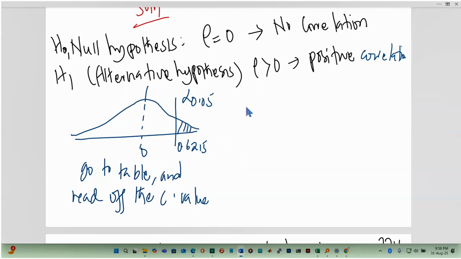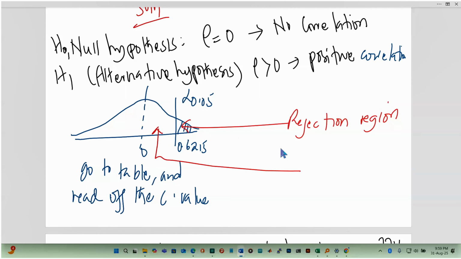But what is the calculated value? So let's name this. This is what is called the rejection region. If we find a value that is within this region, then we reject the null hypothesis. If it is within here, we fail to reject the null hypothesis.